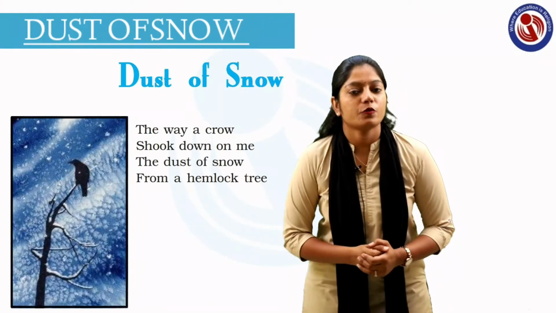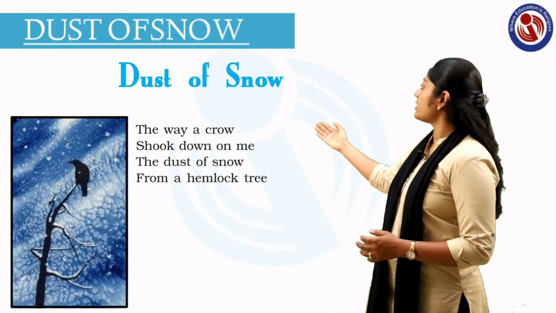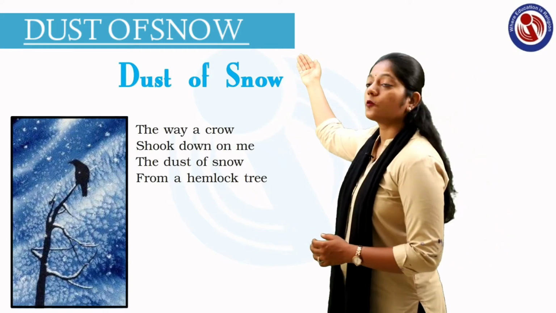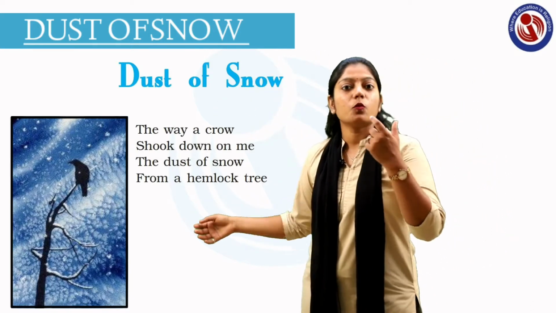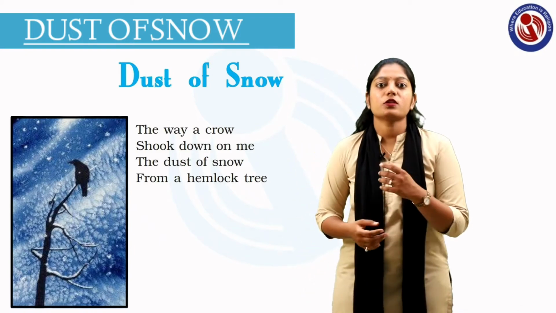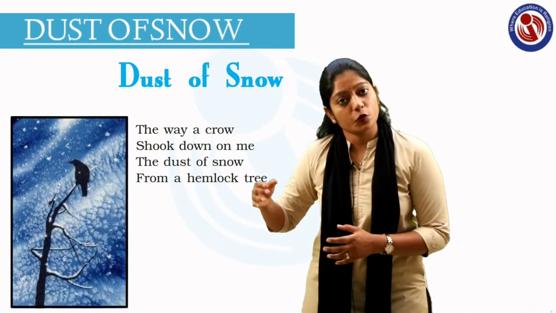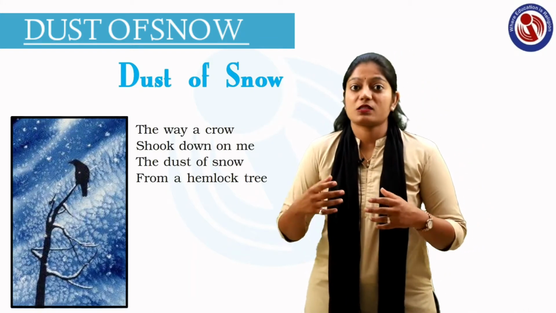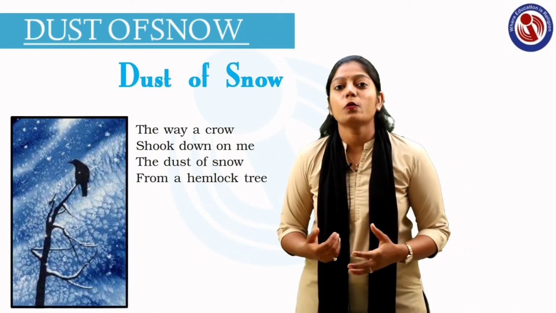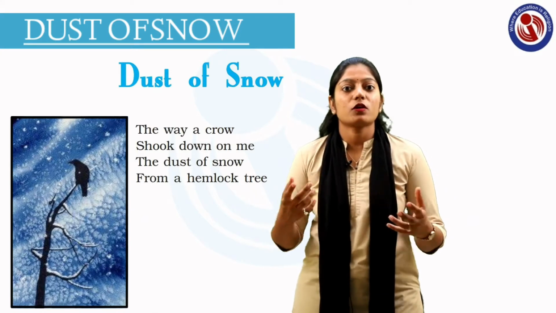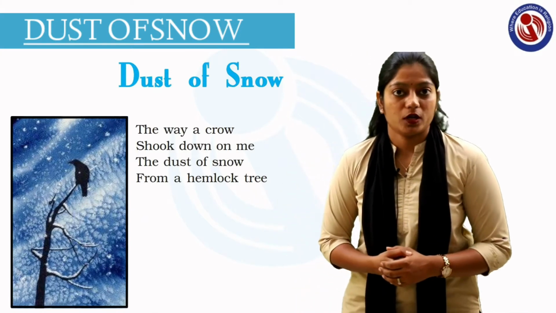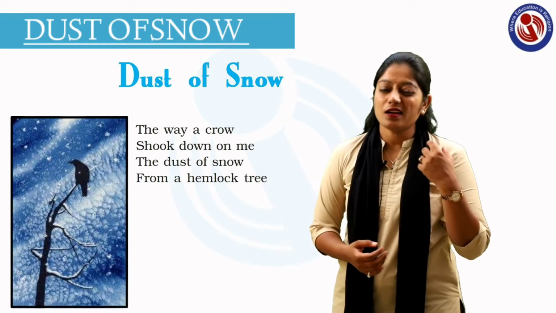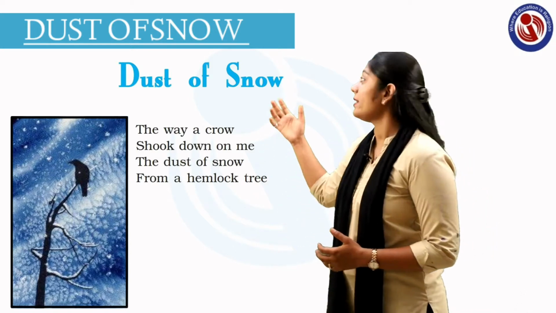Now the explanation portion. In the fourth line you can see hemlock tree, and in the very first line you can see crow. If you are talking about both these elements, the crow itself is such a negative element. It is black, it is ugly looking, right? Not a single person will like a crow. Even the voice that comes out of it is very harsh. So you never like a crow.